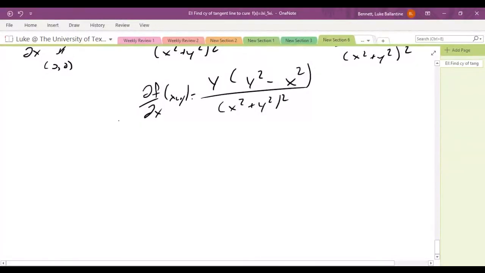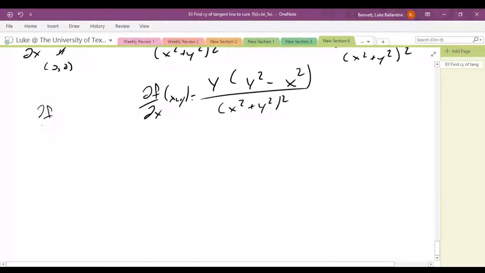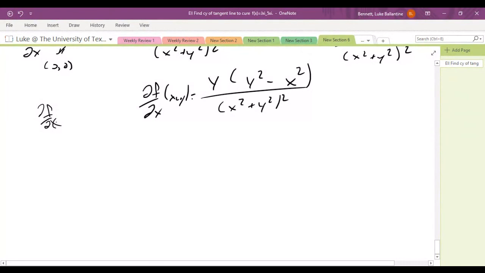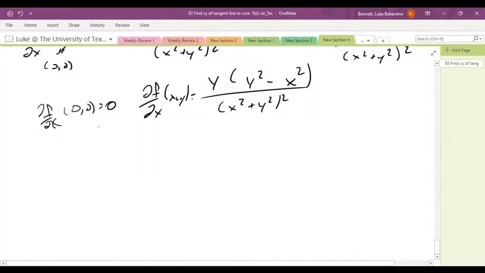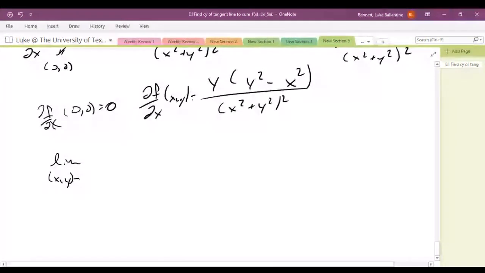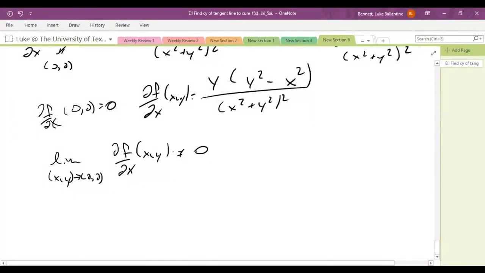And recall that a function is continuous if the limit equals the function value. The partial of f with respect to x at 0, 0 is equal to 0. And so we're going to show it's not continuous at 0 by showing that the limit as xy approaches 0, 0 of the partial of f with respect to x of xy does not equal 0.